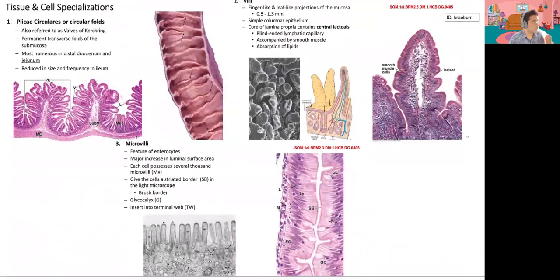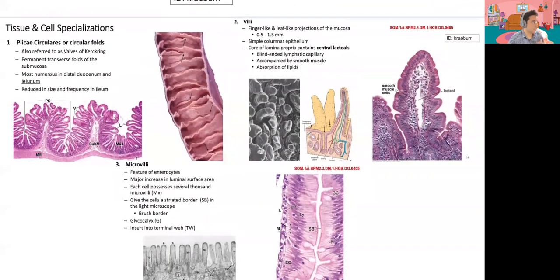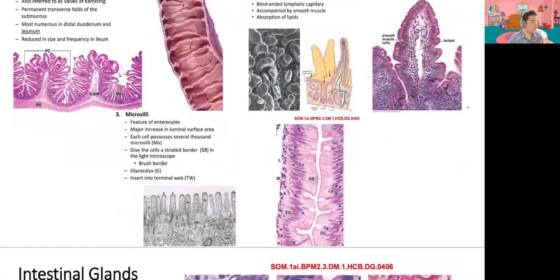Here are the tissue-specific buzzwords, right? Plica circularis, it's telling you jejunum, okay? If you are seeing any sort of central lacteals as well as villi, that's once again, you're still at the small intestinal level.